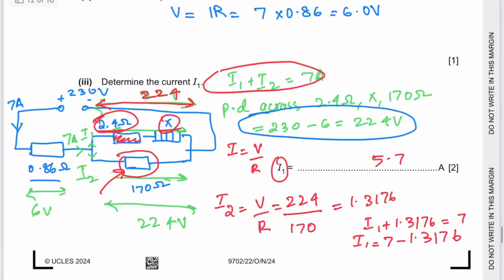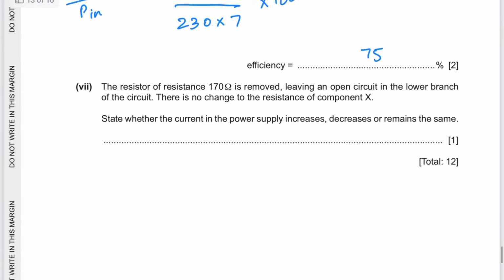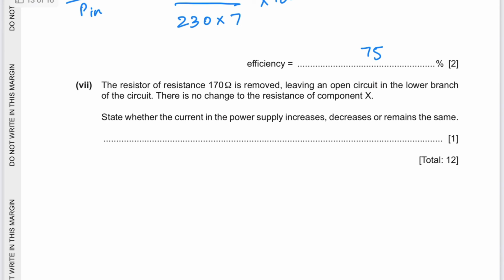The resistor of resistance 170 ohms is removed. That means this lower branch over here is removed, leaving an open circuit in the lower branch of the circuit. There is no change to the resistance of component X. State whether the current in the power supply increases, decreases, or remains the same.